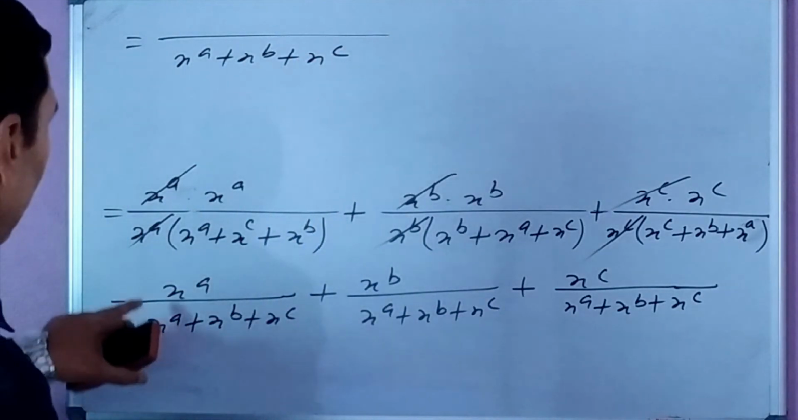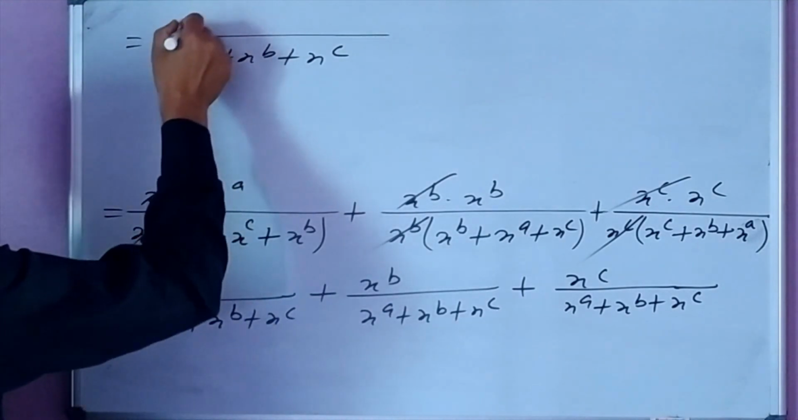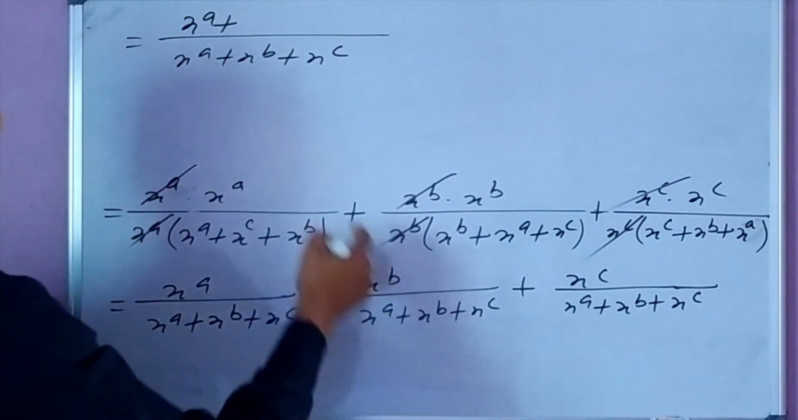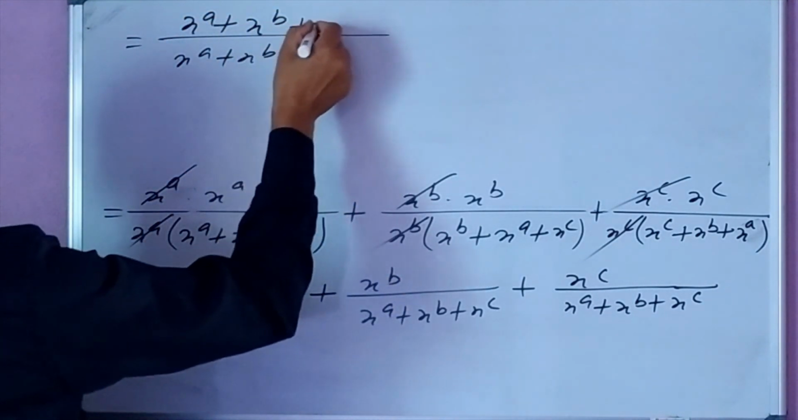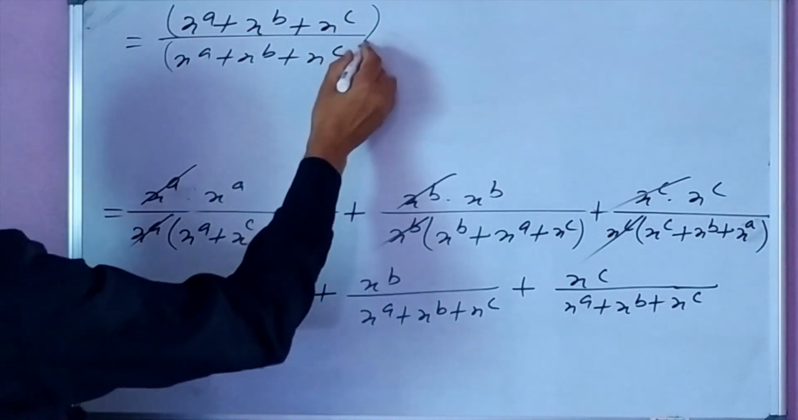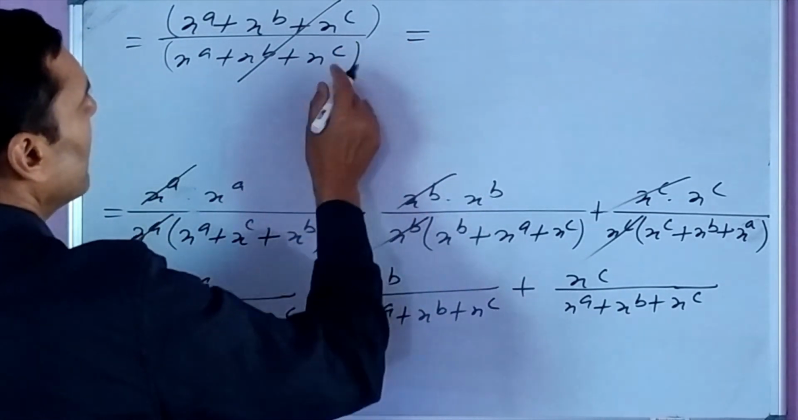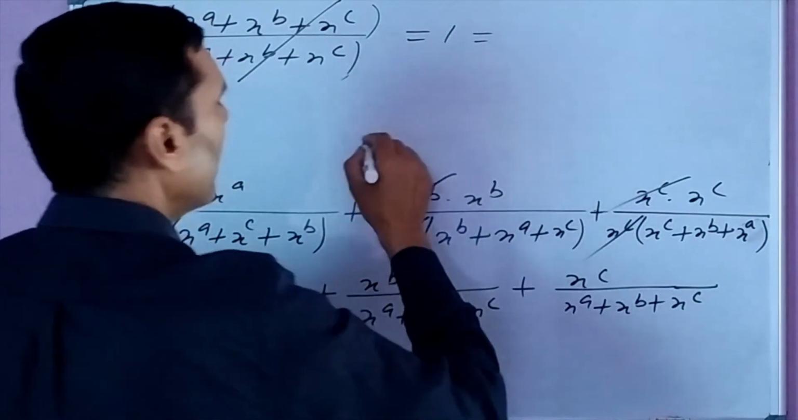So what will be remaining here? If the denominator and LCM are the same, we have x to the power a in the first term, x to the power b in the second term, and x to the power c in the third term. Now we have got the same numerator and denominator, so it is cancelled, and it gives the value 1, which is equal to the required right hand side.